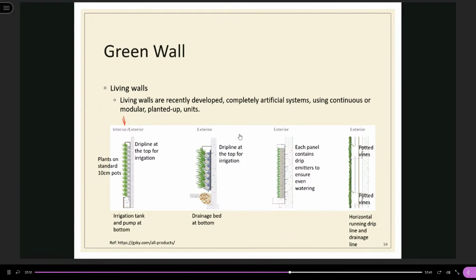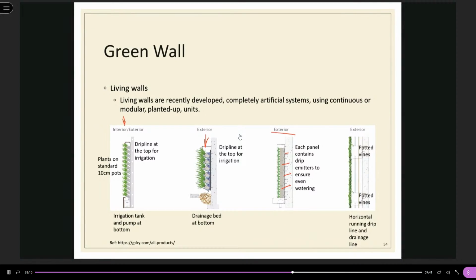And 2 other exterior systems. Each panel contains drip emitters to ensure even watering. So instead of dripping from the top, as in this type, in each panel they have the dripping at different locations, uniformly distributed in the green walls. So it provides even irrigation.